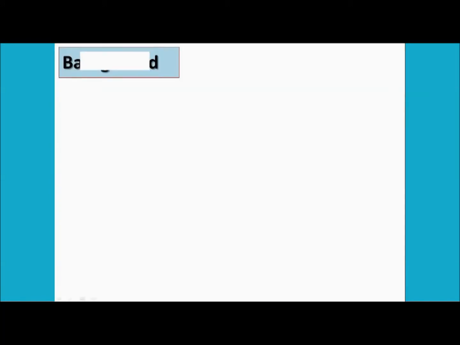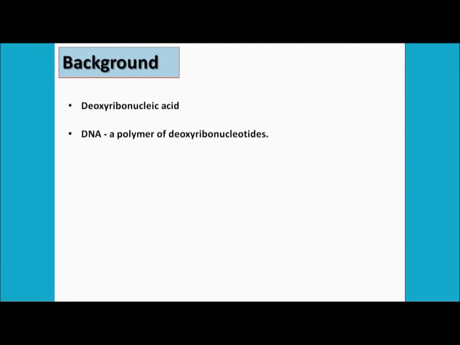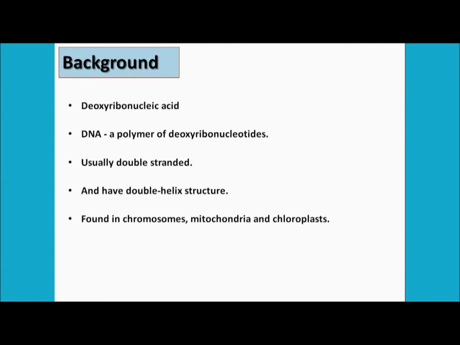First of all, DNA is nothing but deoxyribonucleic acid, right? Moreover, we know that DNA is a polymer of deoxyribonucleotides. As these nucleotides keep on joining, they finally form the DNA. Usually this DNA has a double-stranded structure. Apart from that, it also has a double helix structure, right? I will go into it in brief in the coming slide.